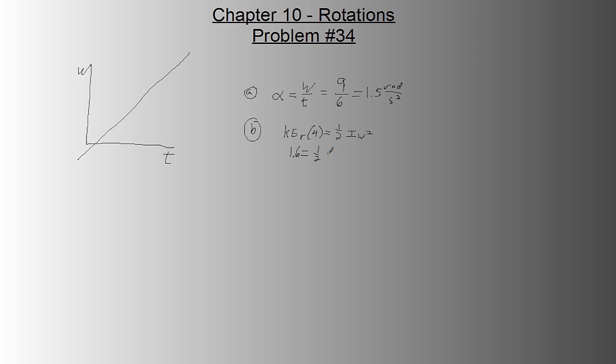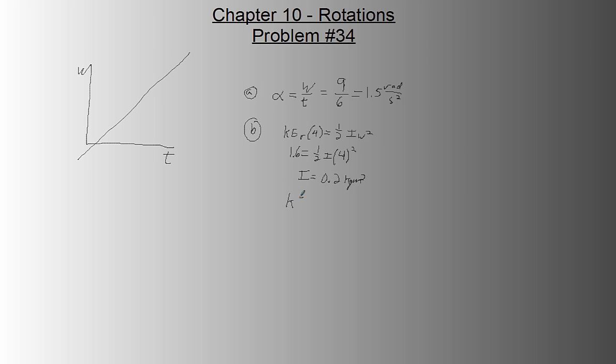That equals 1/2 I. And then you look on the graph, and you see at 4 seconds the angular velocity is 4 radians per second. Square that. Solve for I, and you get a moment of inertia, or radial mass, is another cool way to put it, of 0.2 kilogram meter squared. That mass doesn't change, so we'll use that in this next part.